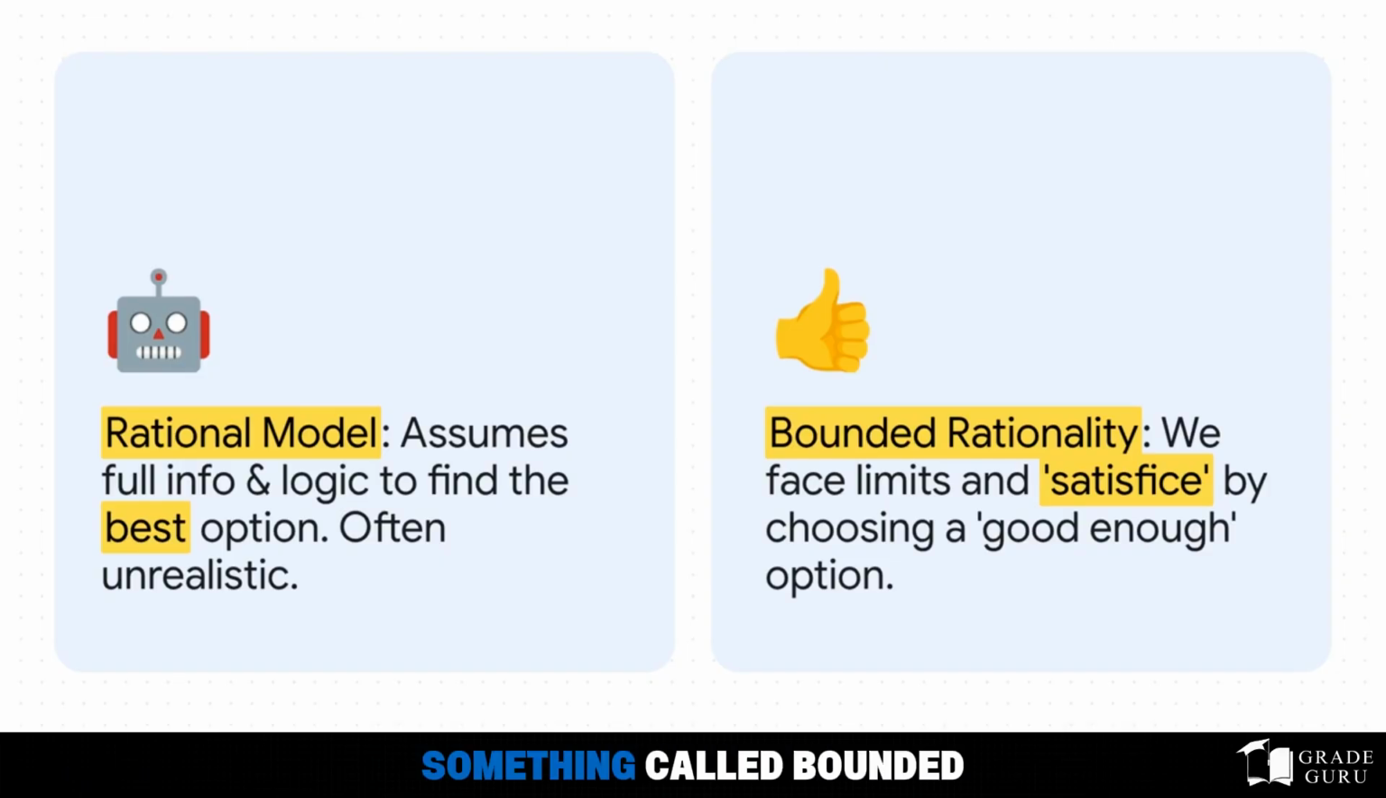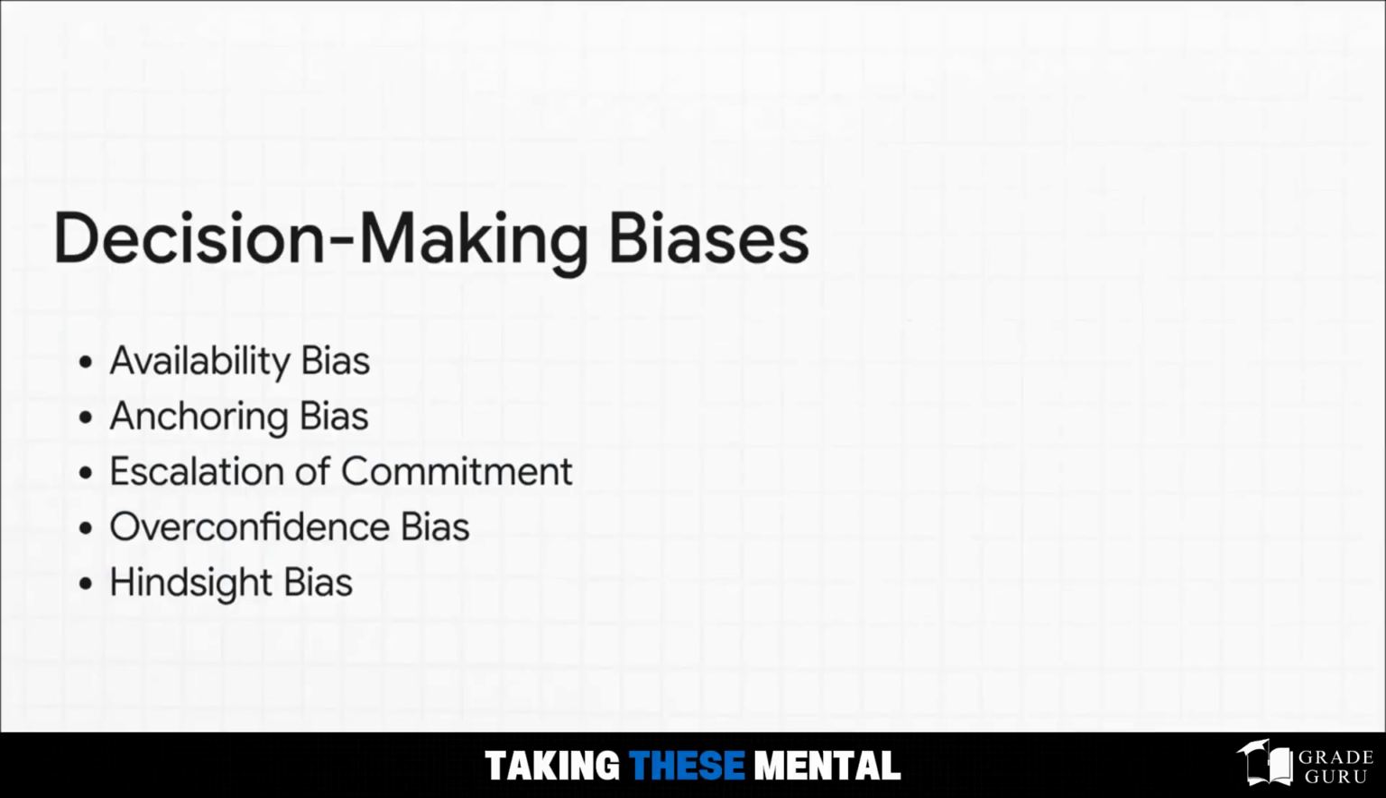The reality is something called bounded rationality. We have limited time, limited information, and limited brain power. So we don't optimize, we satisfice, which means we just choose an option that's good enough to solve the problem and move on. And because we're taking these mental shortcuts to satisfy us, our brains fall into some pretty predictable traps or biases. You can see a list of the big ones right here.